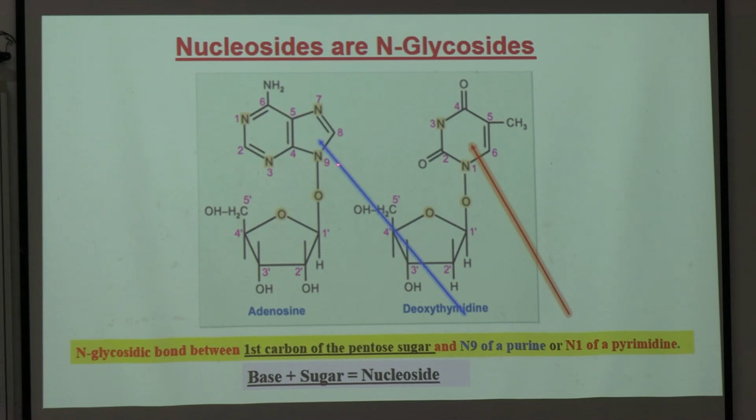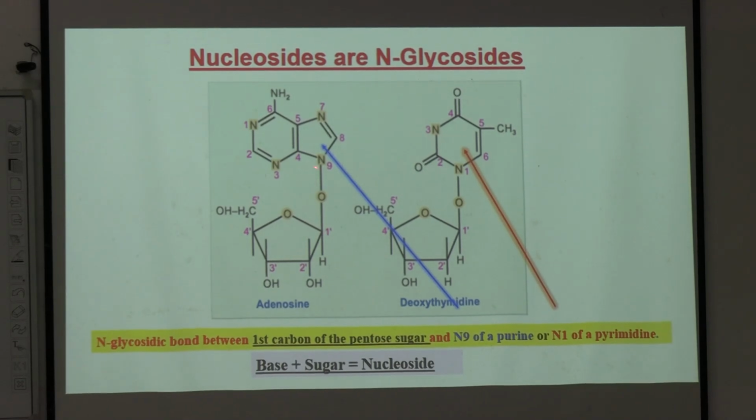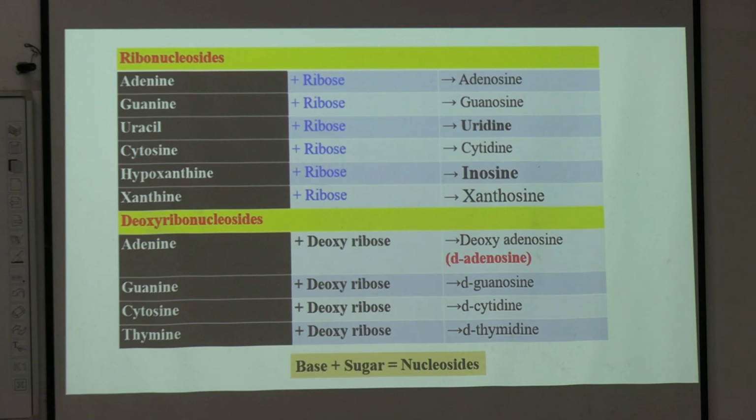So in N-glycosides, the N of 1 and the C of the sugar are attached in purine. The number numeral without prime is the base, and the number with prime is the sugar. In pyrimidine, it is 1, 1. So base plus sugar is nucleoside, that you know. Adenine plus ribose is adenosine, then guanosine, cytosine, cytidine, remember. And uracil is uridine, hypoxanthine is inosine, xanthine is xanthosine.